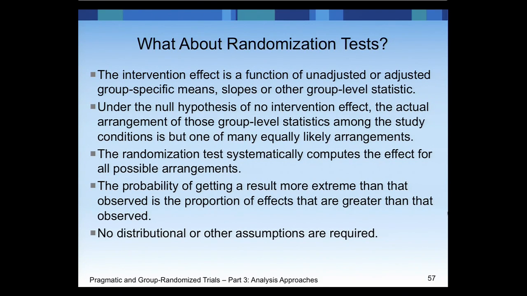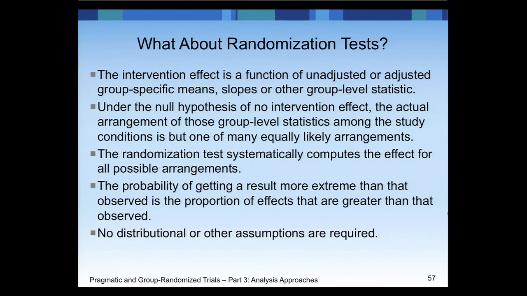What about some other approaches that might be taken for the analysis? I've just talked about model-based approaches, and specifically the mixed models that are commonly used with group randomized trials. It's also okay to use randomization tests. With a randomization test, the intervention effect, or quite generally, the intervention effect in a group randomized trial is a function of unadjusted or adjusted group-specific means or slopes or other group-level statistics. That's what we're examining with the model-based methods. Under the null hypothesis of no intervention effect, the actual arrangement of the group-level statistics in the intervention condition and the control condition is one of but many equally likely arrangements. It's the one that we got by chance.